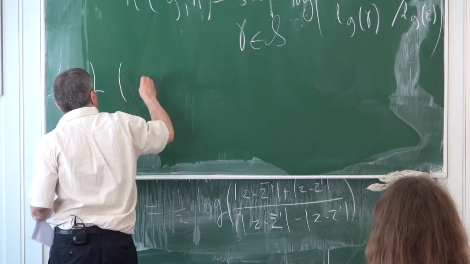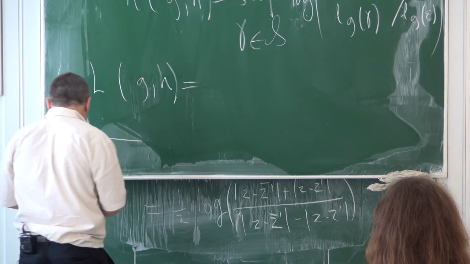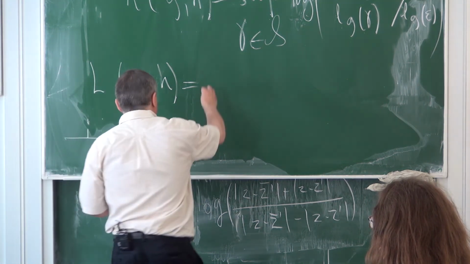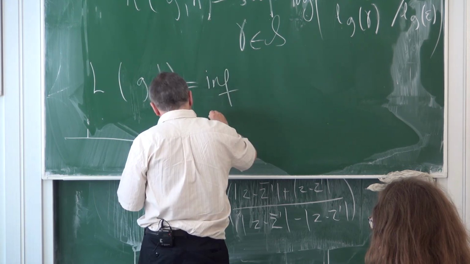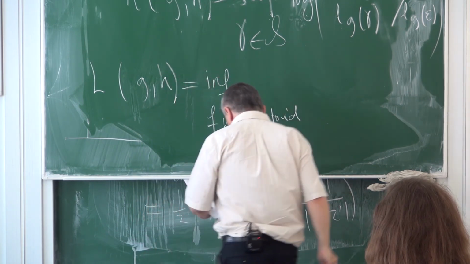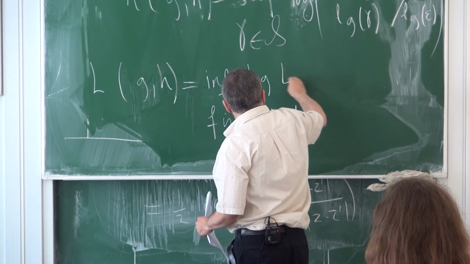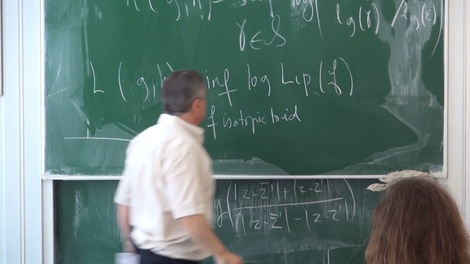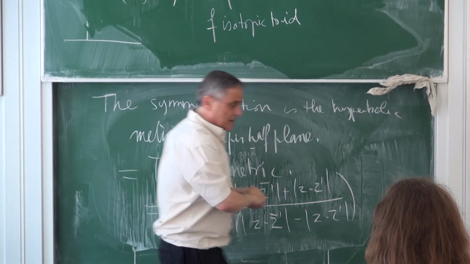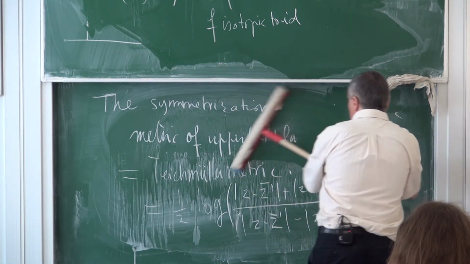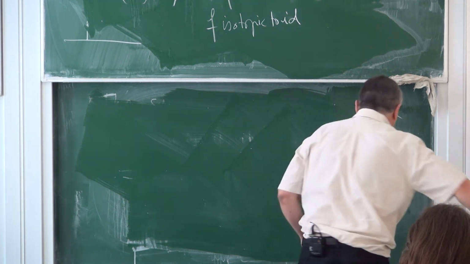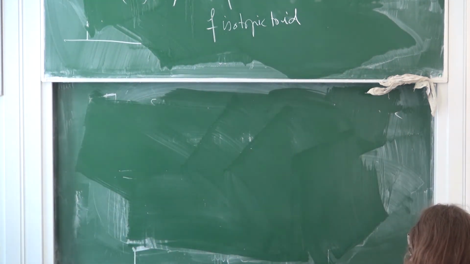And then I have the other definition, L of G of H. This is the infimum over F isotopic to the identity of the log of the Lipschitz constant of F. And now again, in the case of the torus, the Lipschitz constant of F, this is the usual definition of the Lipschitz constant that I used in the definition of the usual Thurston metric, but there's something additional here.